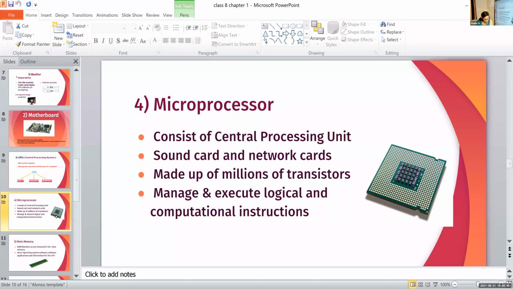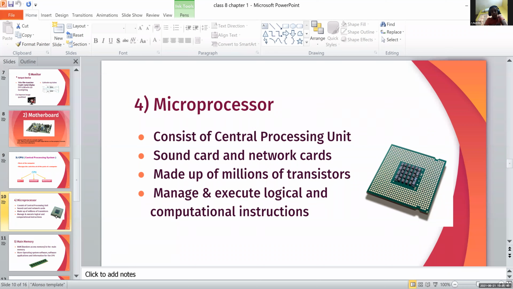Can you just explain? There are two main components. You can see sound card and network cards. It is like Intel and AMD, Intel Core i3 and so on, as microprocessors. Yes, ma'am, Intel Core i5 and all. There are different versions. Yes, very good.